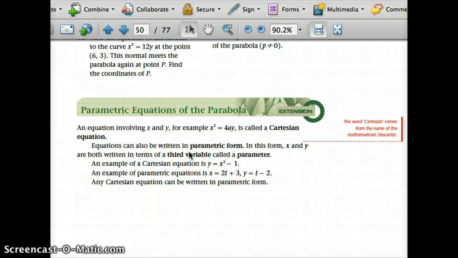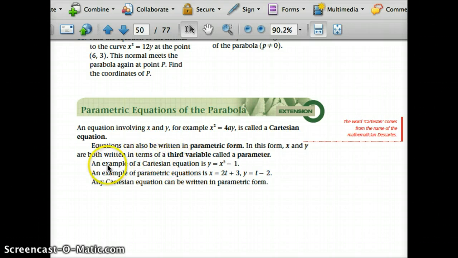Okay, so what we're going to do now is parametric equations. I'm going to do this with the textbook. When we are doing parametrics, all we are doing is getting a parameter that links the x and links the y.